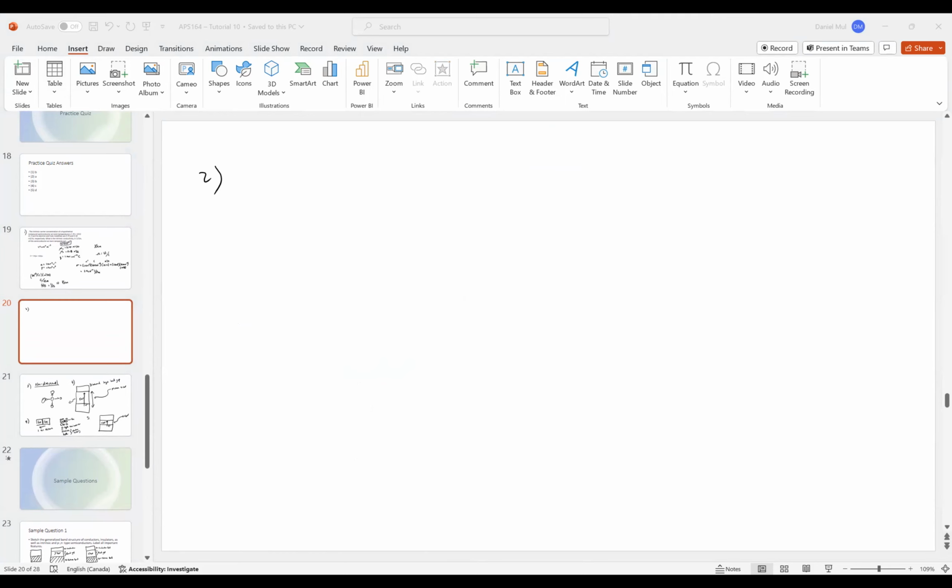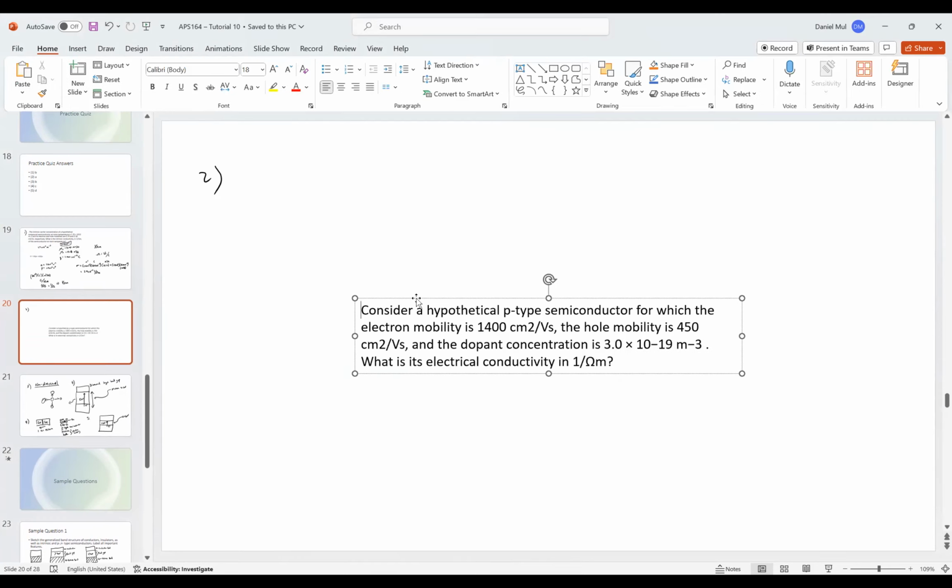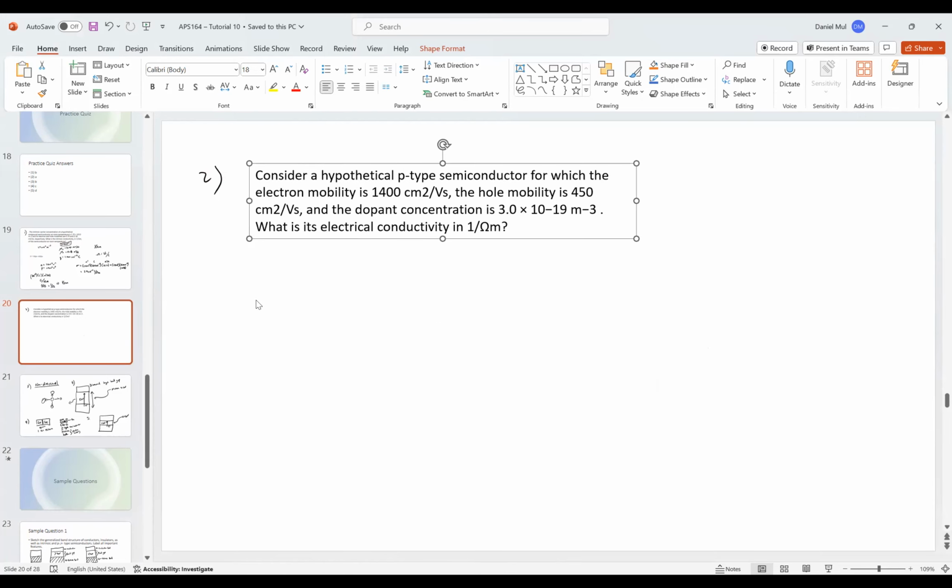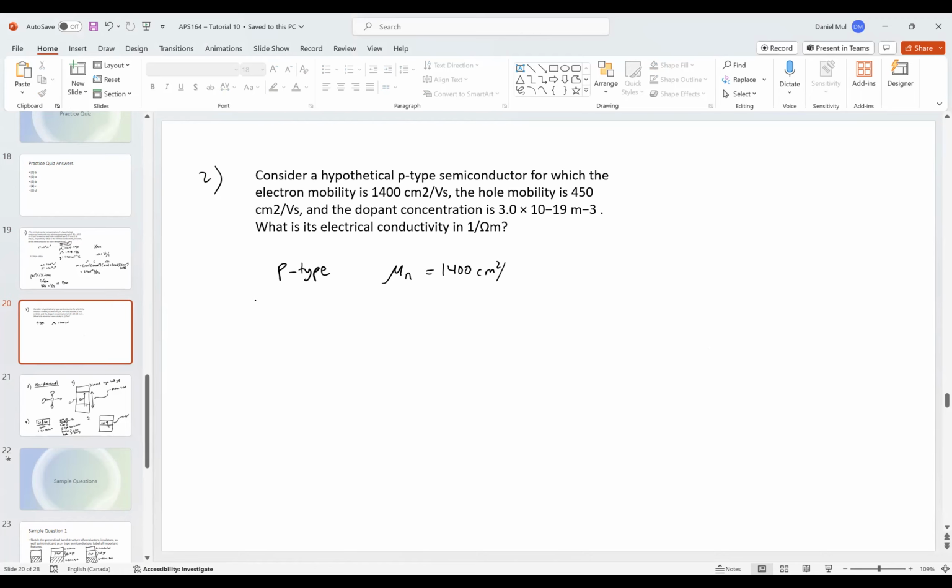Consider a hypothetical p-type. So p-type, we have an electron mobility of 1400 meters squared per Vs, a hole mobility of 450 centimeters squared per Vs, and then a dopant concentration of 10 to the minus 19. We have to convert these numbers into meters.